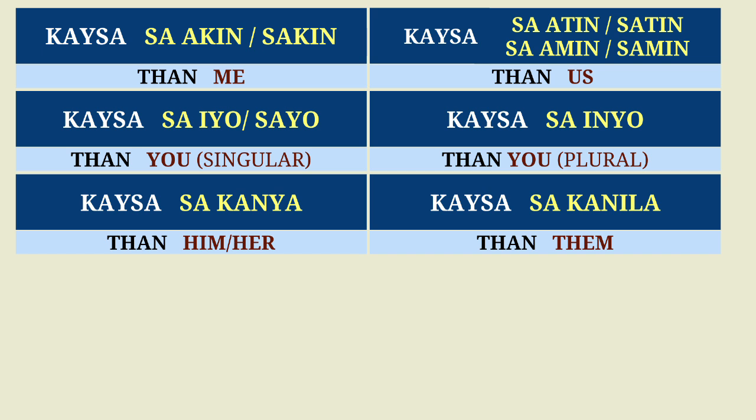Okay, I'll read to you the table very quickly so that you're aware of the pronunciation. Kaysa sa akin or kaysa sakin if you wanna shorten sa akin. Kaysa sa iyo or kaysa sayo. Kaysa sa kanya. Kaysa sa atin or kaysa satin. Or kaysa sa amin or kaysa sa amin.